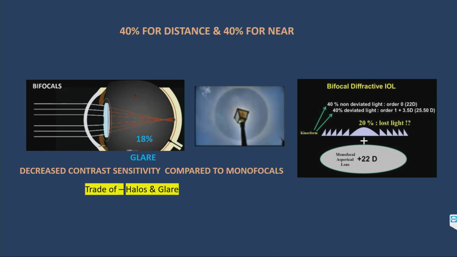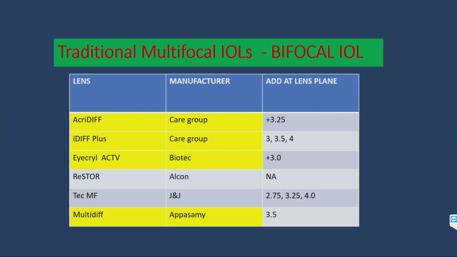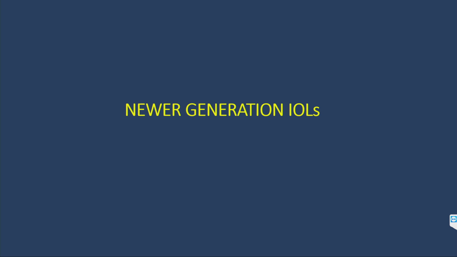Since they had two focal points, at each of these points they had a second superimposed image from the first one. So there were halos around lights, and this was their disadvantage. Now, these were the commonly used bifocal lenses available. Most of them are going out of practice now.